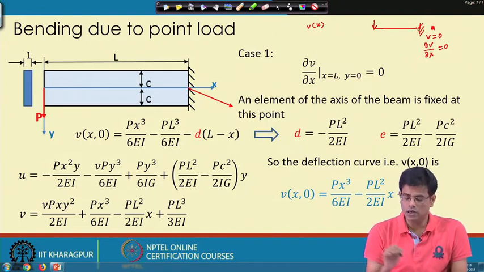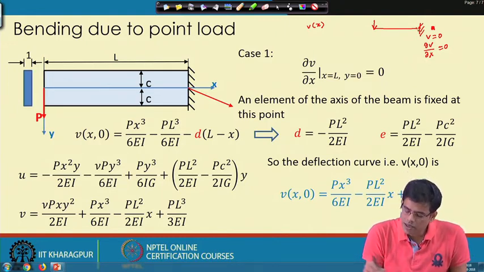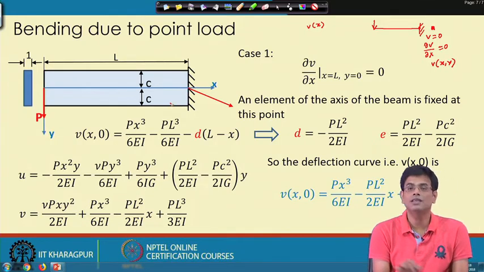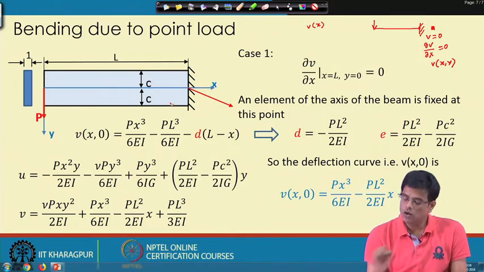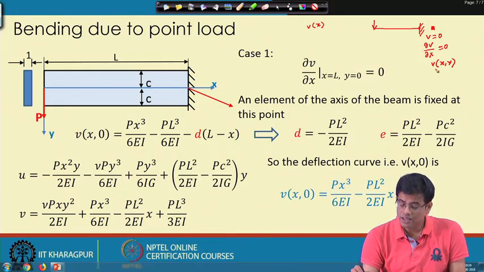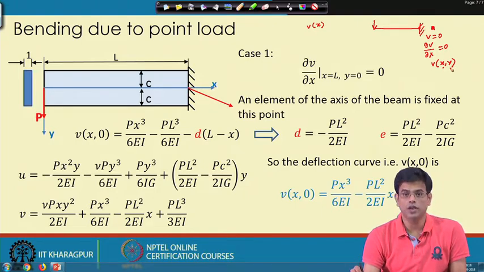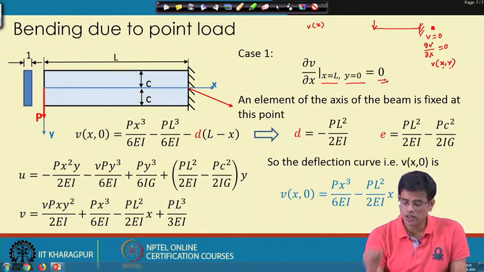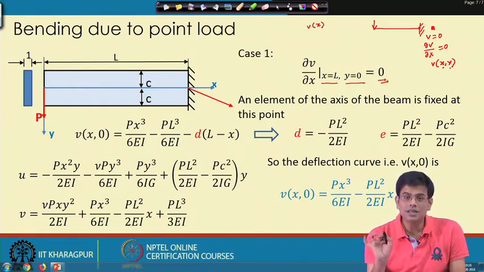But here the problem is that our v is actually a function of x and y, because we are considering the body as a 2-dimensional body. Now, for this v of x, y, we have to consider x equals L, y equals 0. So, at x equals L, y equals 0, del v del x is 0.